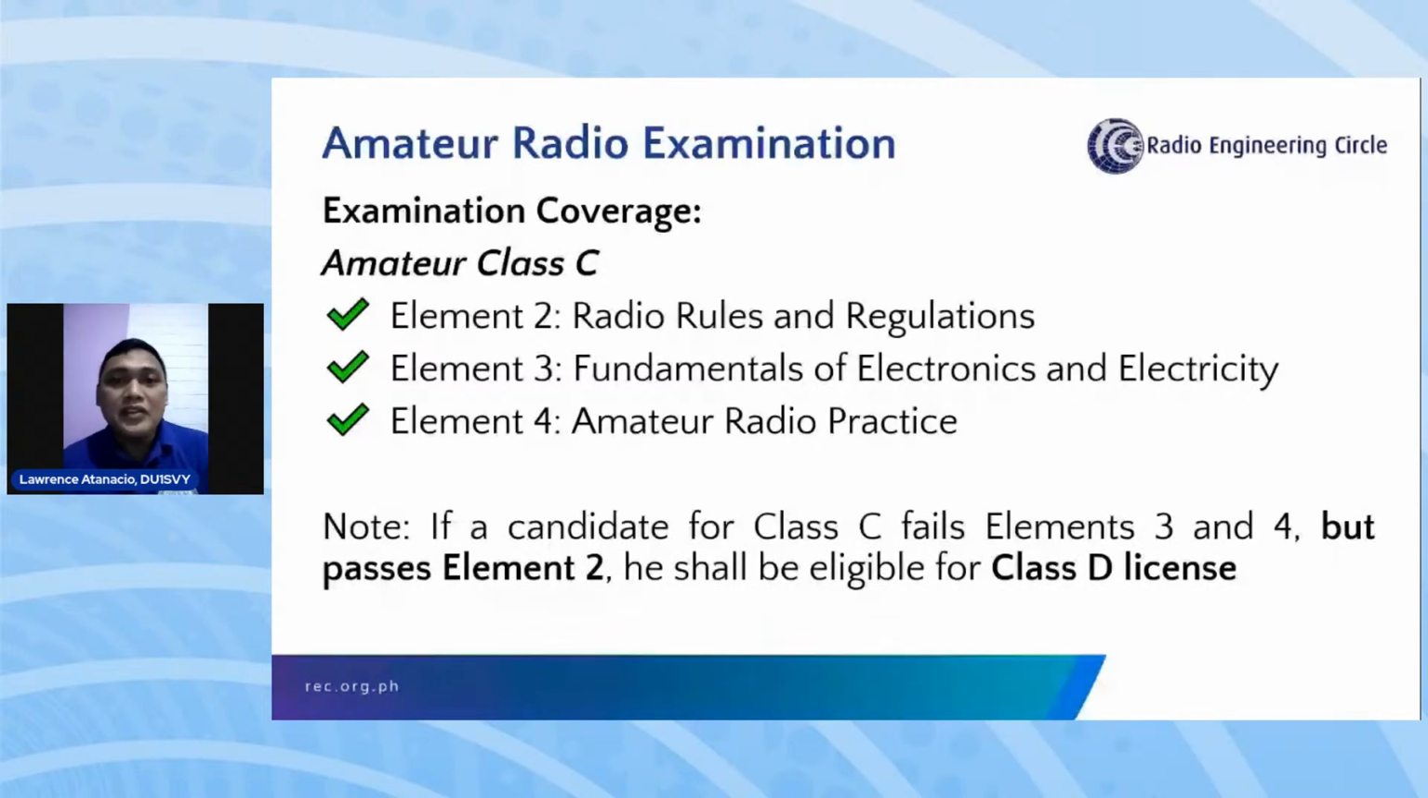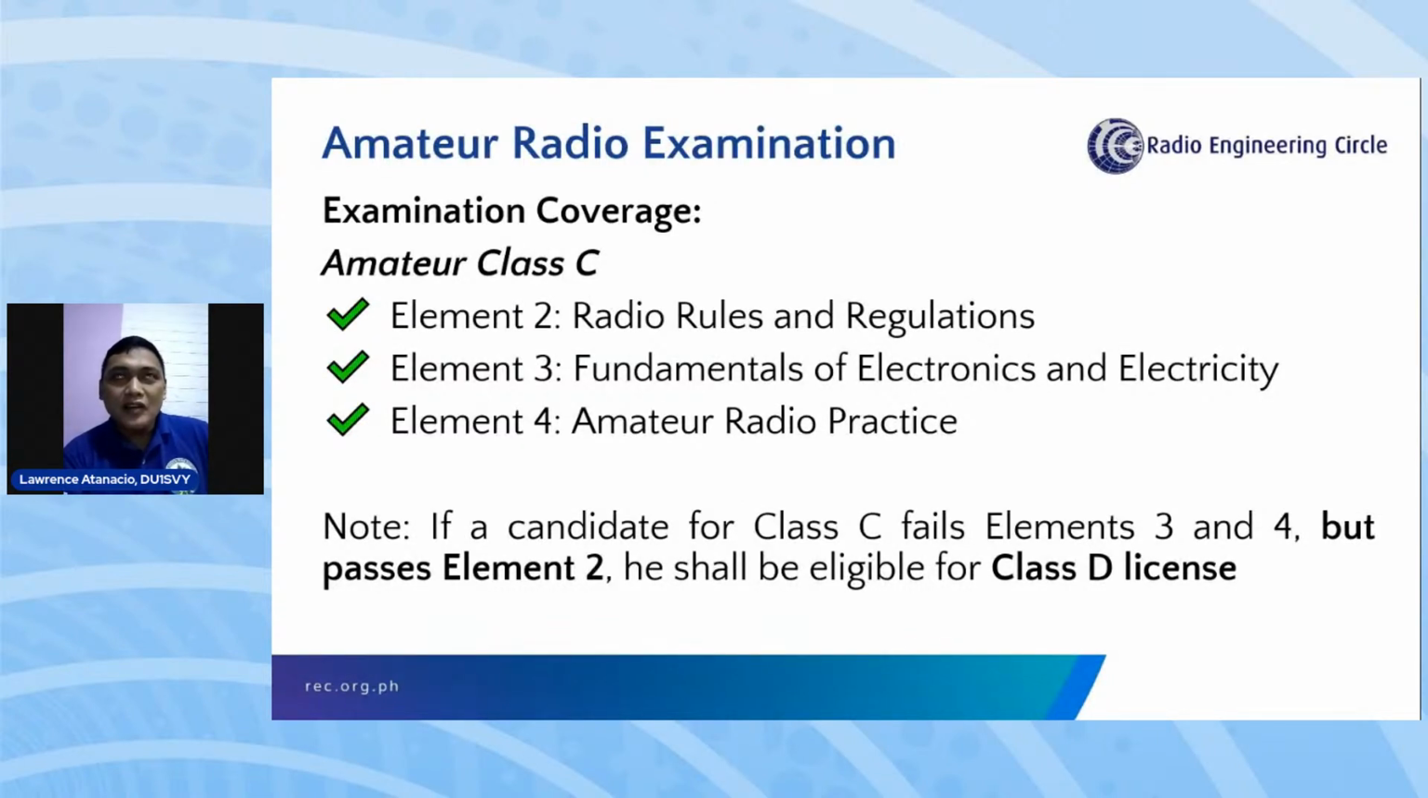Okay, amateur radio examination. For now, we are in element 2. The topic is radio rules and regulations. So ito po ang coverage ng amateur Class C. Element 2, radio rules and regulations. Element 3, fundamentals of electronics and electricity. Element 4, the amateur radio practice. And note, if a candidate for Class C fails elements 3 and 4 but passes element 2, he shall be eligible for a Class D license. So pwede siyang magkaroon ng amateur call sign na Class D.